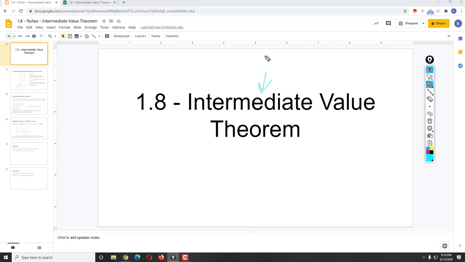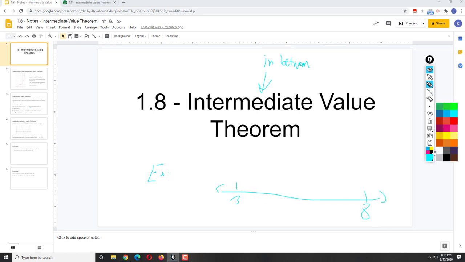Intermediate means in between. So for example, if we have an interval from 3 to 8, any number between 3 and 8 is an intermediate value, like 7. 7 is an intermediate value. Or we can say 4.1 is also an intermediate value because it's in between 3 and 8.